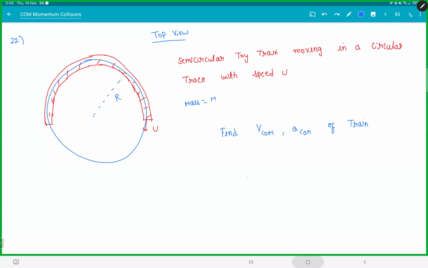So, according to your logic, if one particle goes with you and one particle goes with you, the velocity of center of mass is you.